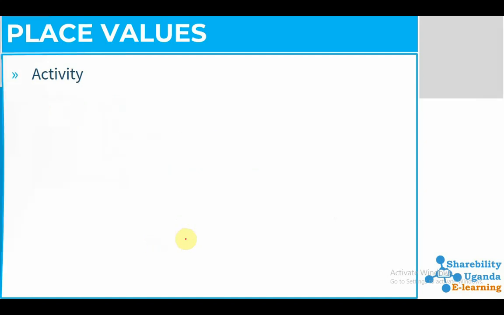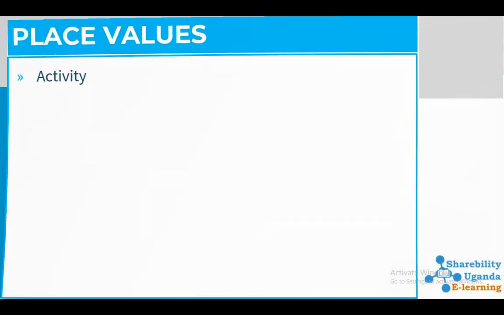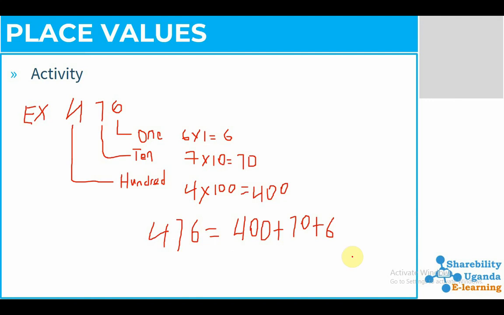I think we shall be able to handle more of this and explain how this comes about, reading them in figures and everything. So this is the end of our lesson.